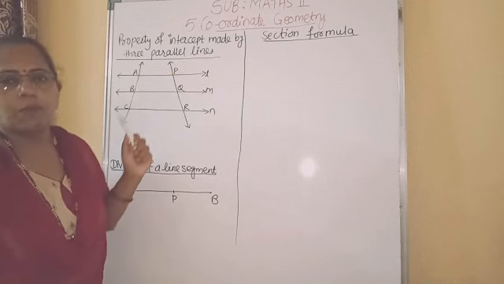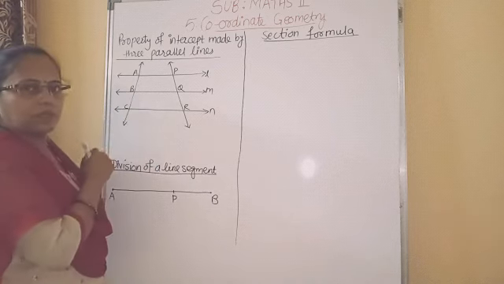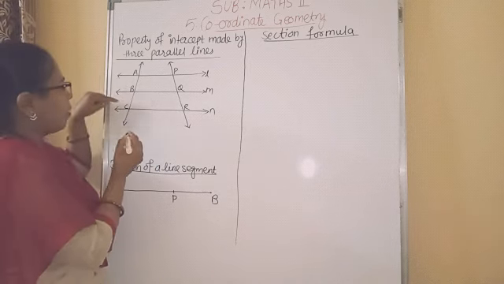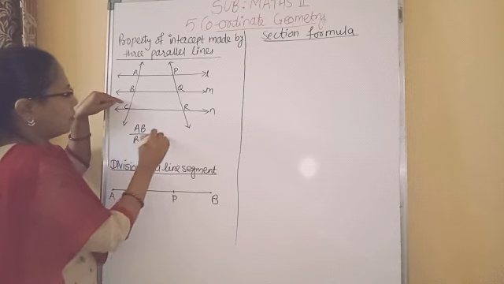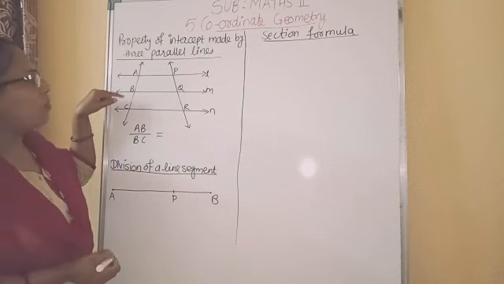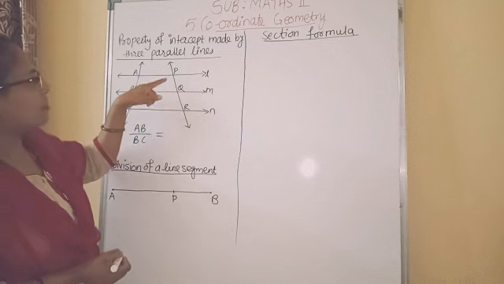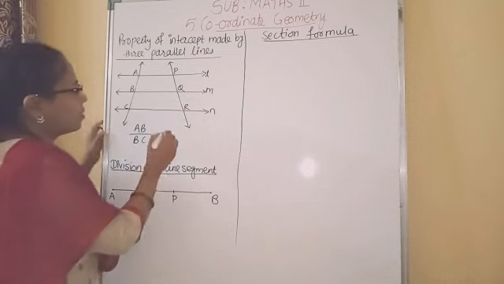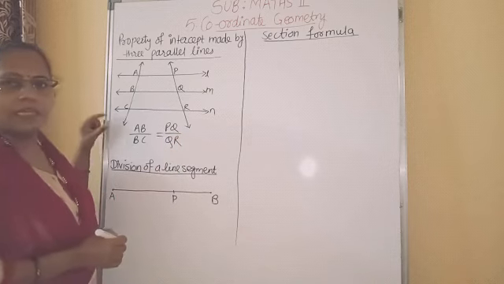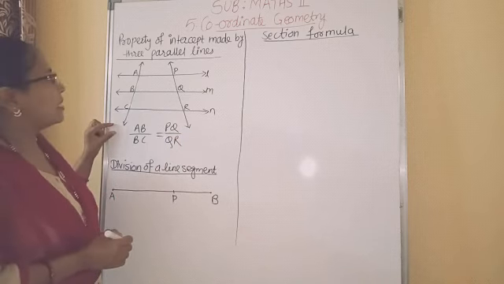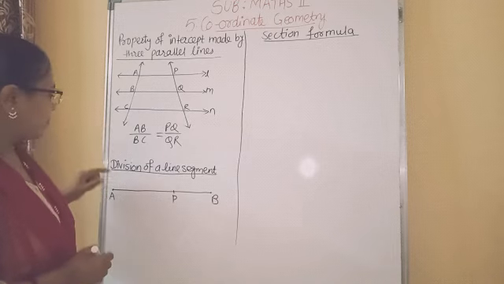So we studied this property that the ratio of intercepts made on the first transversal, that is AB upon BC, is equal to the ratio of intercepts made on the other transversal, PQ upon QR. This is the property of intercepts made by three parallel lines.